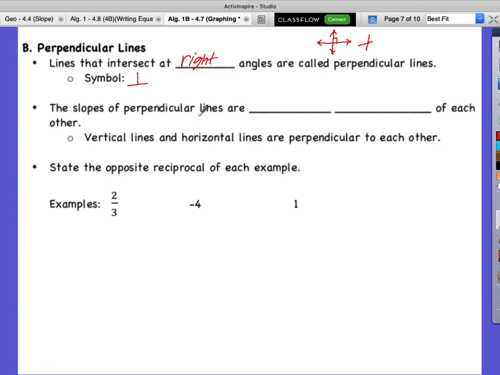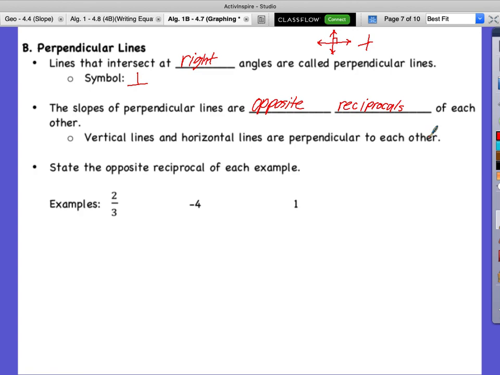Okay, math. Going back a moment, guys: what do we know about the slopes of two parallel lines? They were the exact same. The slopes of parallel lines were the exact same. Now the slopes of perpendicular lines are going to be different, but in a very special way. They're going to be opposite reciprocals of each other.